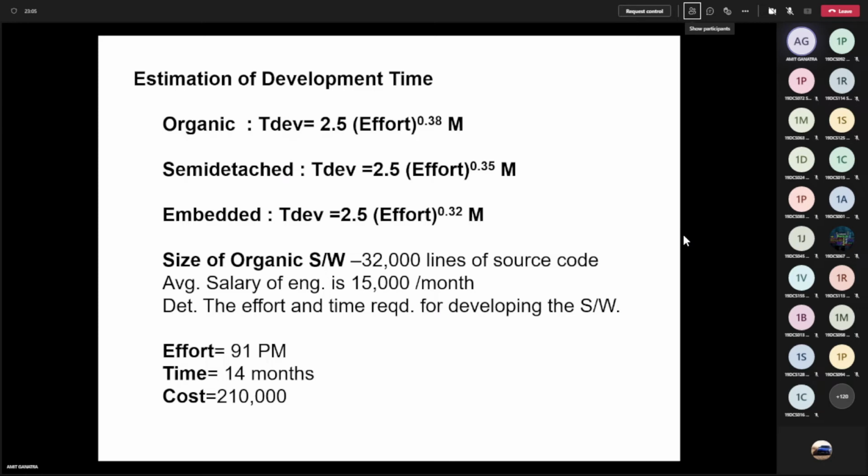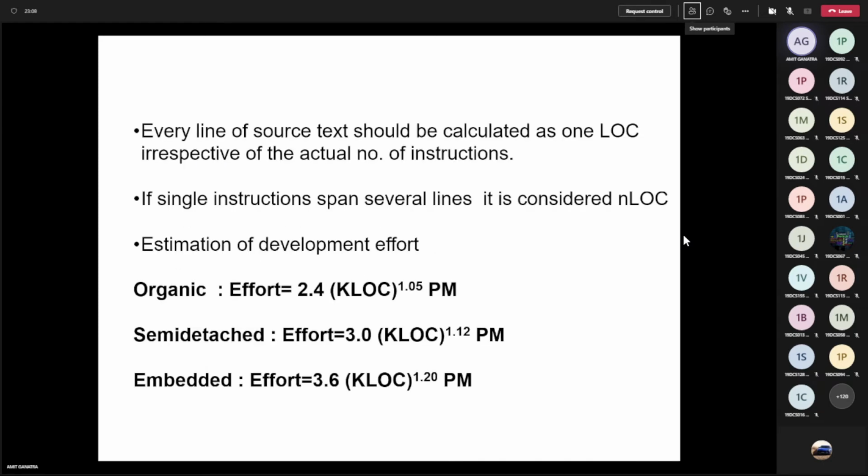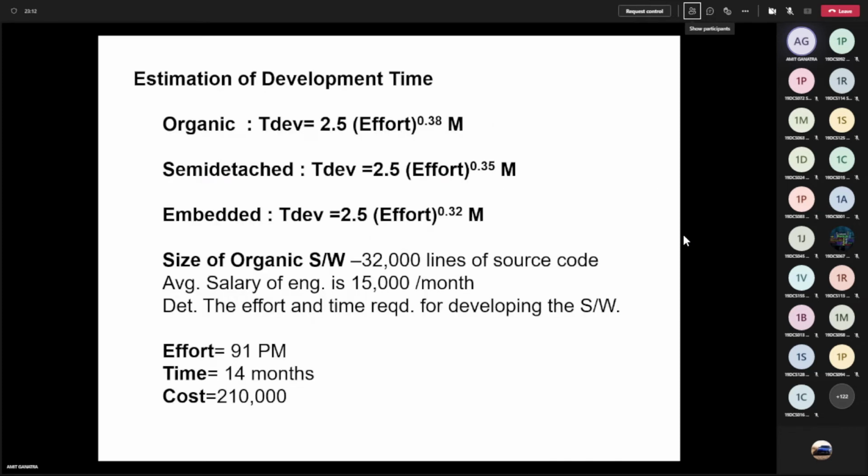How much is the value you are getting? If you put this value into this equation, like 2.4 into 32 raised to 1.05, 90 point something you'll be getting. 91.33. Okay, so roughly I have put 91. I have just taken the integer value, so 91 person month.